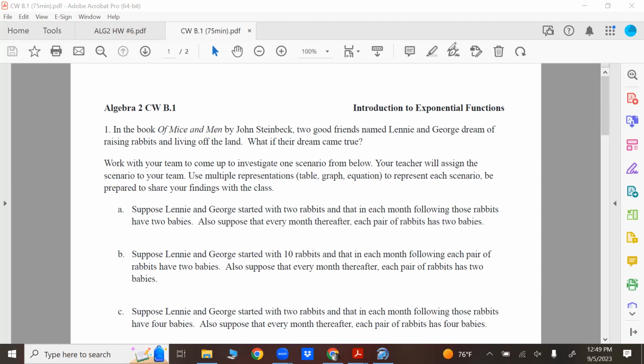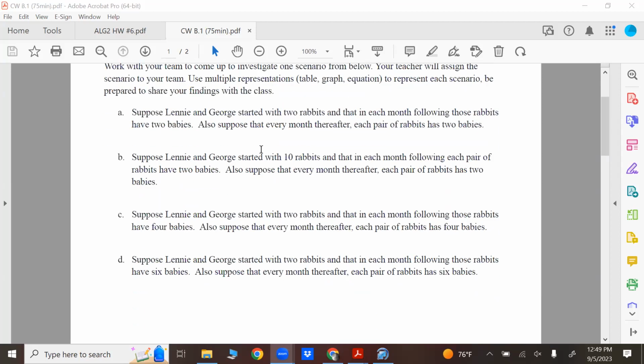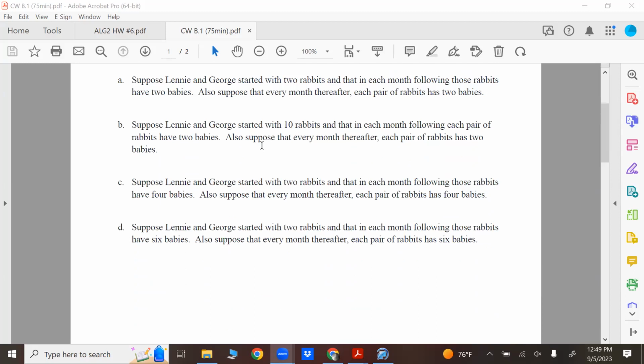We will do multiple representations, table, graph, equation to represent each scenario, and then be prepared to share it with me when I come around and check on you. I'm going to do parts A and B with you guys first, just to make sure you understand what to do. So I'm going to have one person read part A. And Pierce, since you're talking, why don't you read part A?